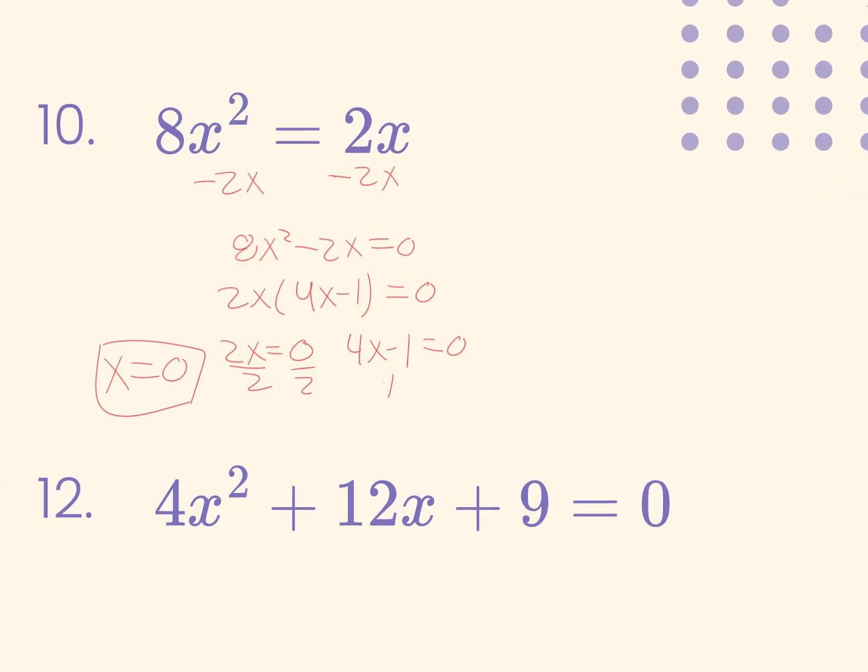And then I can add 1 to both sides. And then I get 4x equals 1. Divide both sides by 4, and I get x equals 1/4 as my other solution.